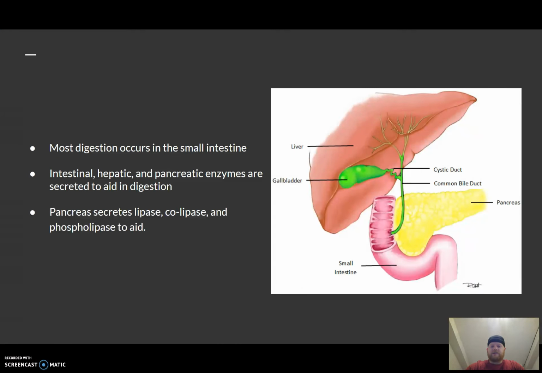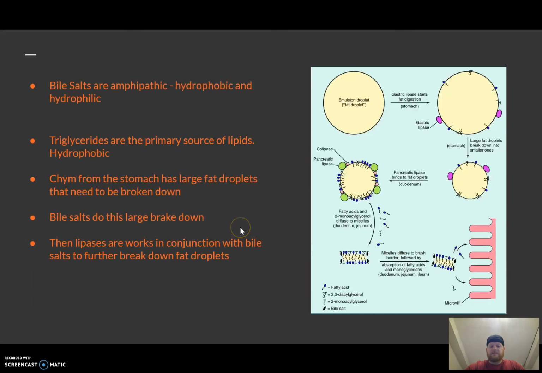Most of the digestion occurs in the small intestine, within a large process of breakdown within the duodenum. So we have intestinal, hepatic, and pancreatic enzymes being secreted, all working together. The pancreas is secreting a lipase, colipase, and phospholipase to aid in the digestion.